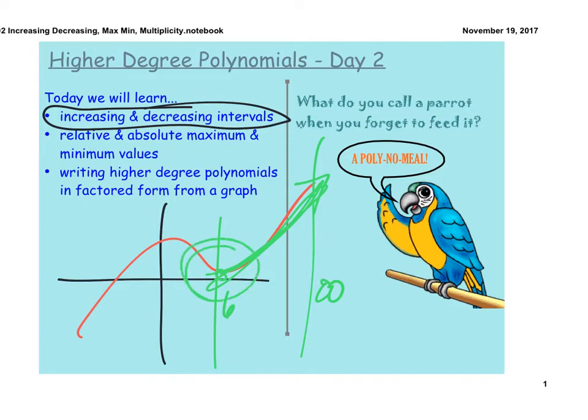This spot right here is a low spot, and there's names for that. Absolute minimum and maximums. And then writing higher degree polynomials in factored form from a graph. So if I know that this hits right here at a certain number like 6, and it hits here at a certain number like -3, you can write the equation based on that. All right, so that's what we're doing today.